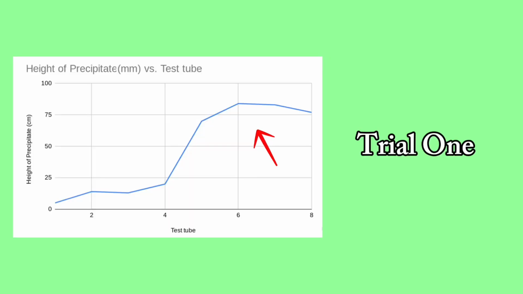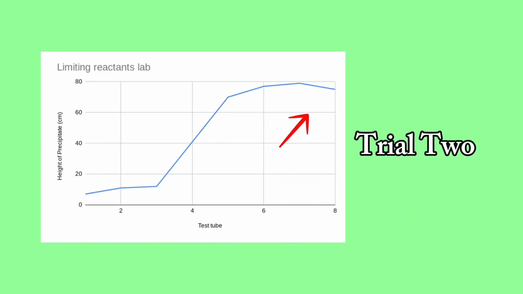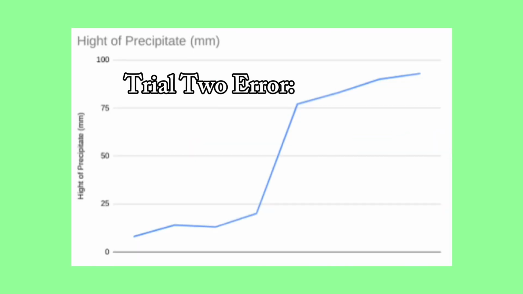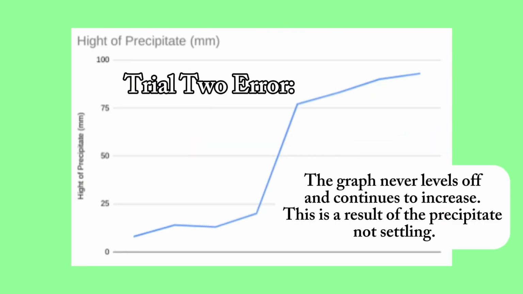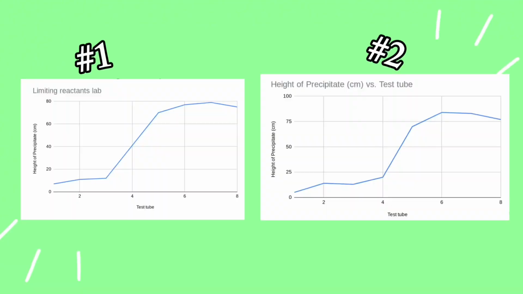Regarding our lab, we used our results from trial 1. Referring to the graph, you can see that there is a leveling off in the precipitate. This trend was seen the same in our second trial, with tube 8 leveling off and decreasing. One of the errors that we made was that we measured our products too soon and did not let them sit for a while. However, regardless, we were able to produce the same trend and results in both trials.